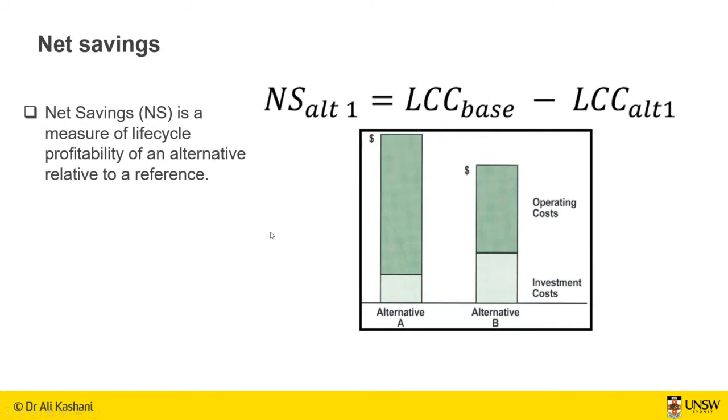The other tool that you can use to compare different projects or different products is net savings. In that case, you compare the life cycle profitability of one project compared to the other, and you say that if I do this compared to the other project, that is going to be the amount of saving that I'm going to have. So this is another very simple thing that all of us can do.